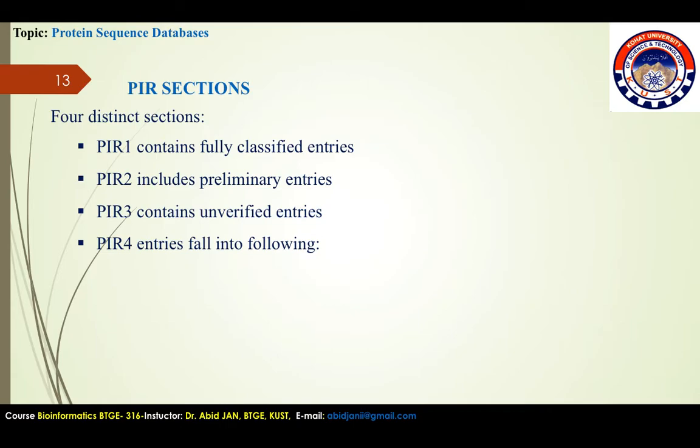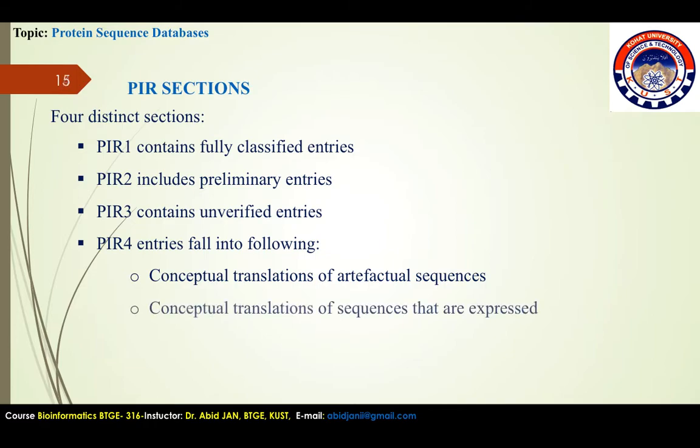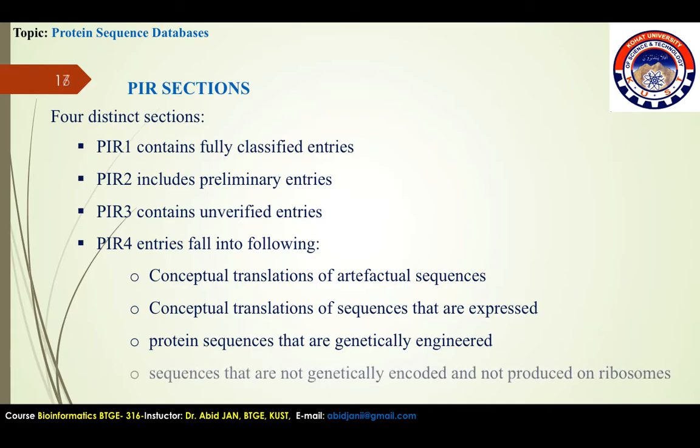PIR 4 entries fall into one of 4 categories: conceptual translations of artifactual sequences, conceptual translations of sequences that are not transcribed or translated, protein sequences that are extensively genetically engineered, and sequences that are not genetically encoded and not produced on ribosomes.